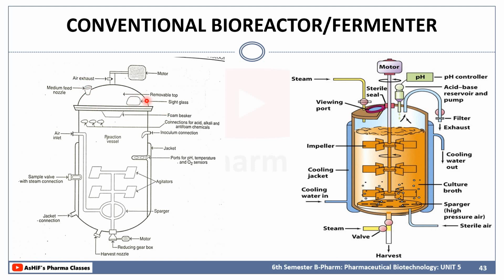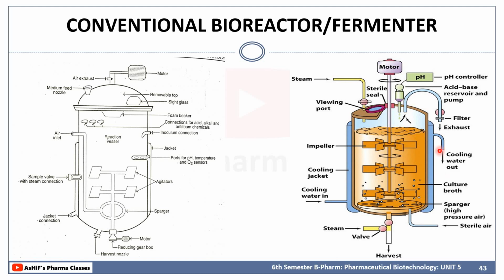And there will be a sight glass through which we can monitor the process happening in the fermenter. And there is a harvest nozzle through which we can take out the final desired product from the fermenter. So these are the basic structure of a bioreactor or fermenter.